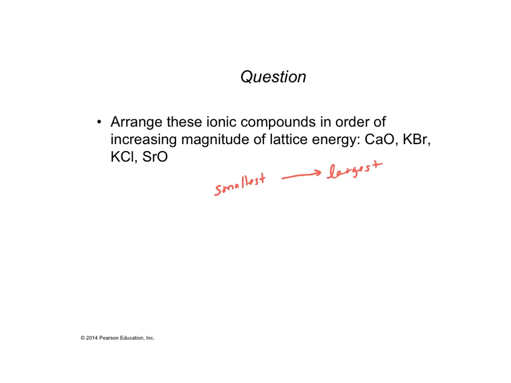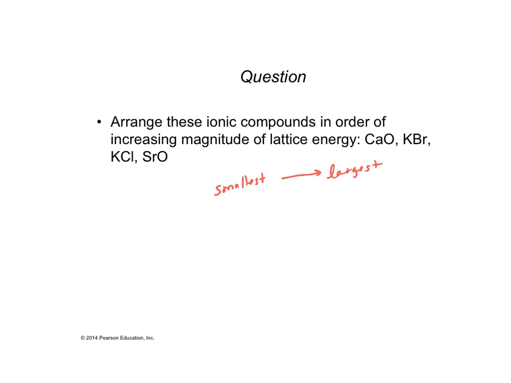Okay, so let's go ahead and go over these. Most of you have done pretty well, about 68% correct. So when we're looking at these, the first thing I would look at is the magnitude of the charges, right? We have 4 compounds here, but 2 of them have a +1 and a -1, and 2 of them have a +2 and a -2, right? So that would be my first division.